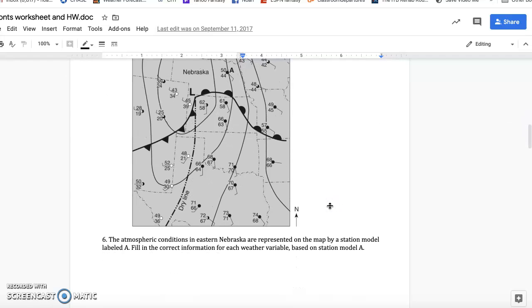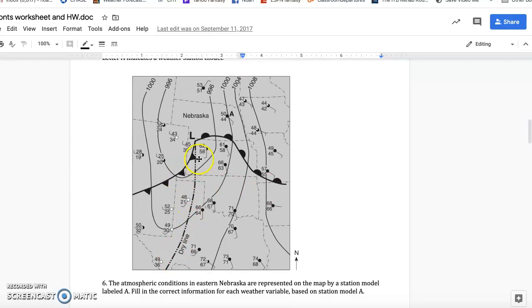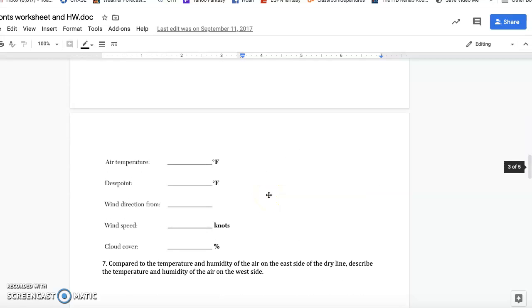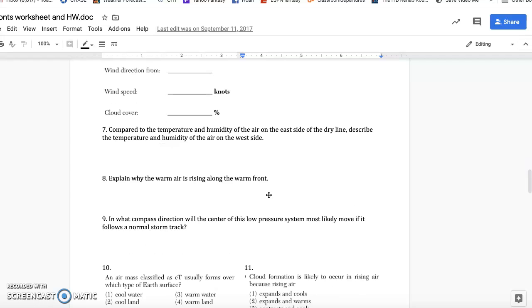Okay, so we take a look at this whole thing. We've got a dry line here, whatever that means. We have to fill this in. I'm going to trust that we know station models for now. Let's do some of the tougher questions.